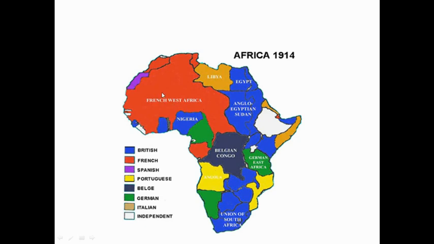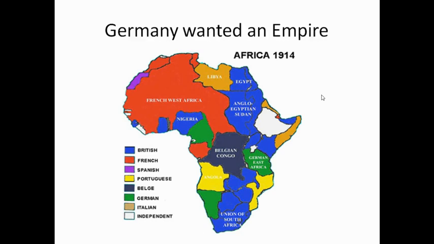But if you look closely at the map, you'll see that most of it belongs to either Britain or France. Nowadays, most of these countries are independent, and they're controlled by the people who actually live there, the African people, but not in 1914. So Germany was quite upset with the way things had been carved up by Britain and France. That's another important cause of World War One.